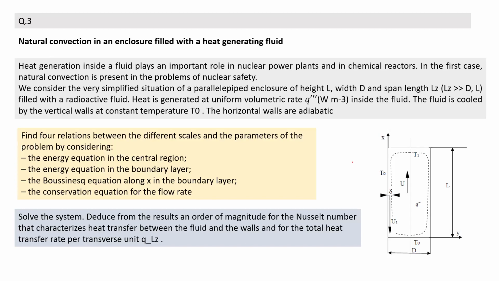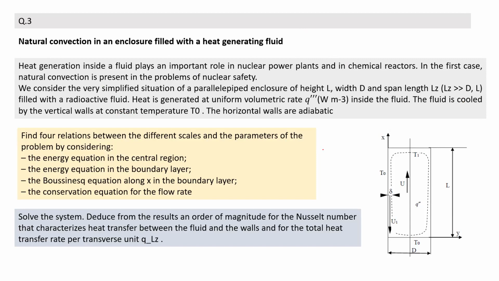Okay. So just have a look at this problem. Heat generation inside a fluid plays an important role in nuclear power plants. So this is actually analyzing our basic governing equation. So it's very important that you understand. So in heat generation in nuclear power plants and chemical reactors, natural convection is actually present. There will be transport of the heat from the fluid.